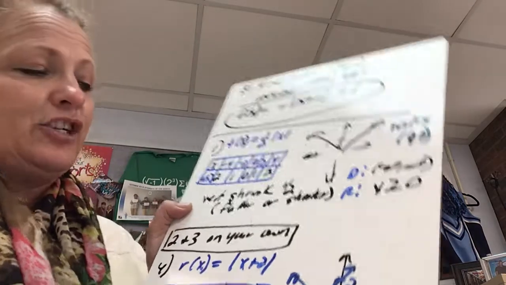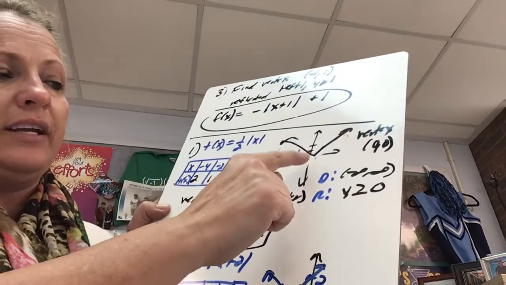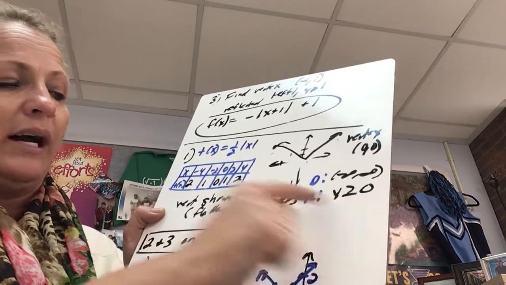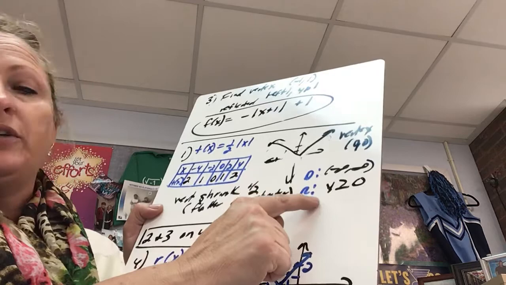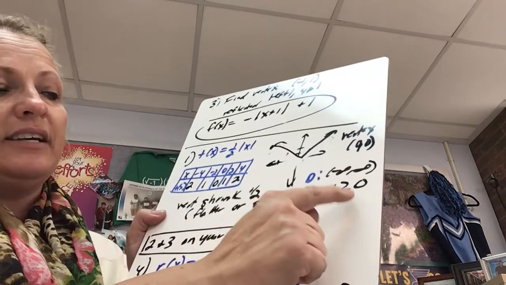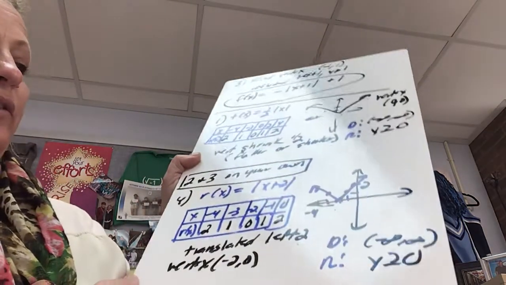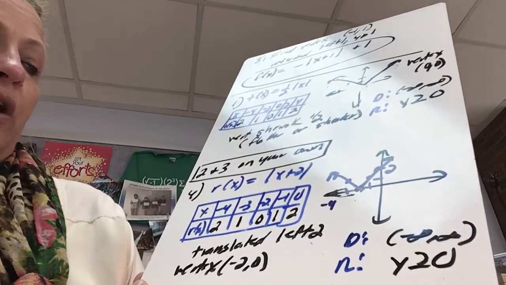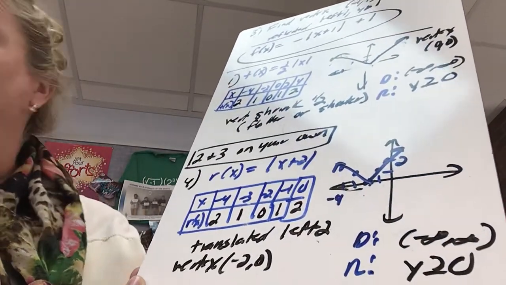Now my range, I have to look at my y's, but I can also use my graph. My graph doesn't go to the negative part of the y's. All right, so I don't have any negative numbers. I have positive and I have 0, so y is greater than or equal to 0. Okay, I would like you to do 2 and 3 on your own. I'd like to go to number 4.